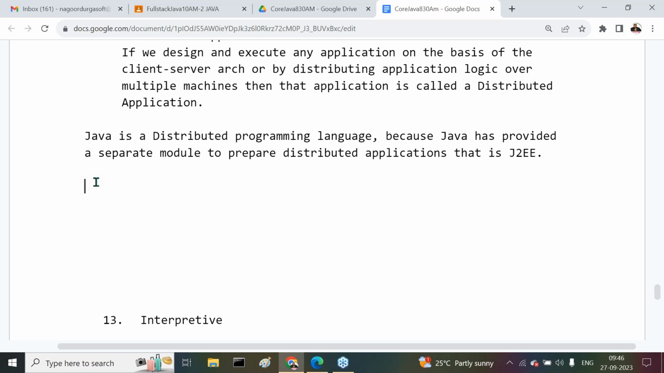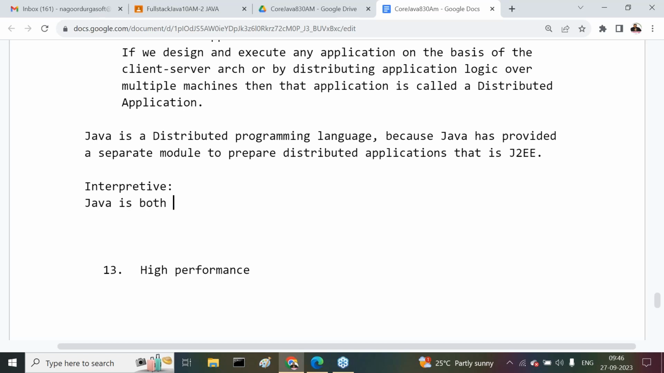After understanding the distributed programming language, two more points are remaining, guys. Now let's understand these two more points. Interpretive programming language. Everybody try to understand this interpretive programming language, what I am telling you. What's the meaning of it? Directly understand it now.